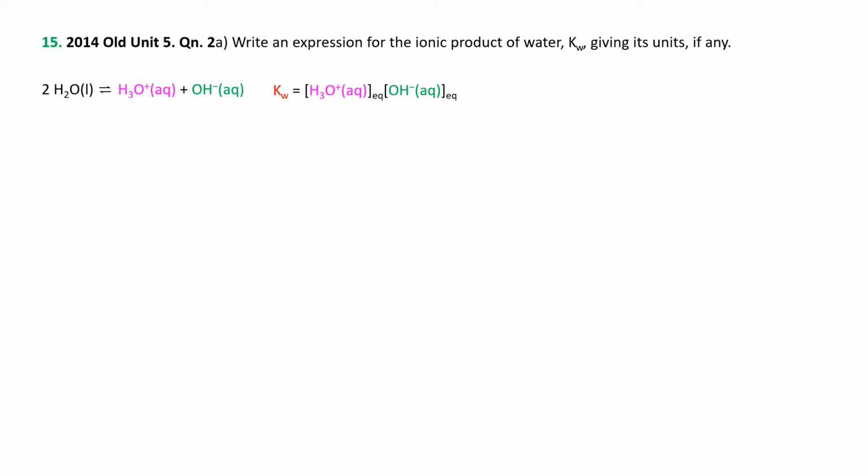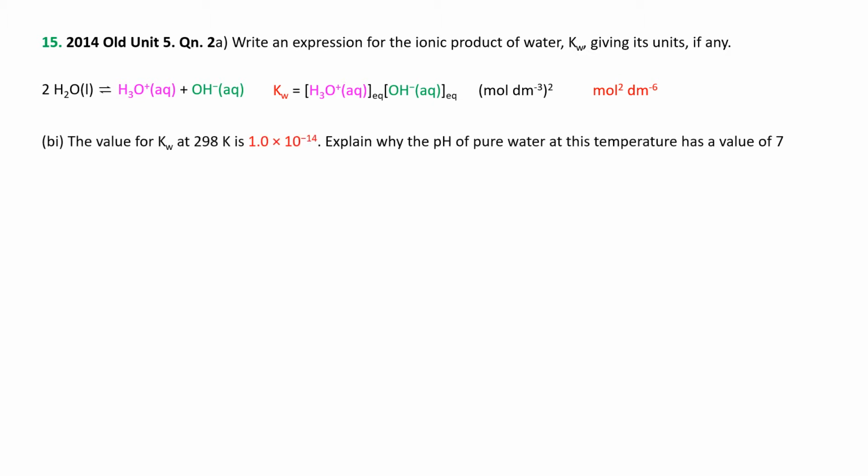out by convention. So the units: we've got concentration and concentration, so it'll be moles per cubic decimeter squared, or mole squared cubic decimeter to the minus 6. Value for Kw at 298 is 1 times 10 to the minus 14. So why does the pH of pure water at this temperature have a value of 7?